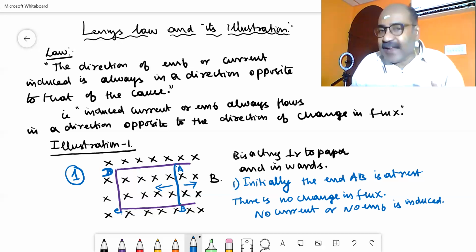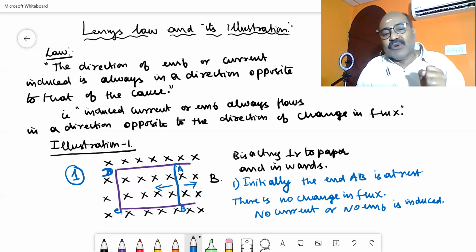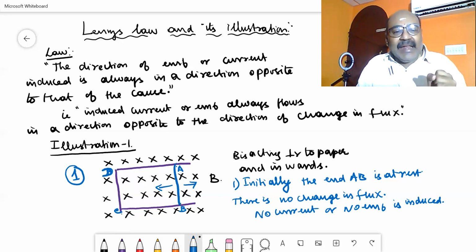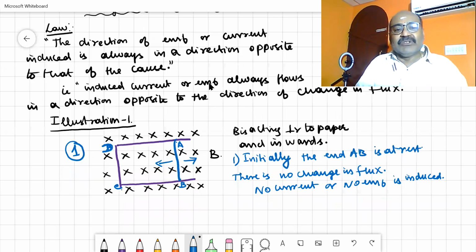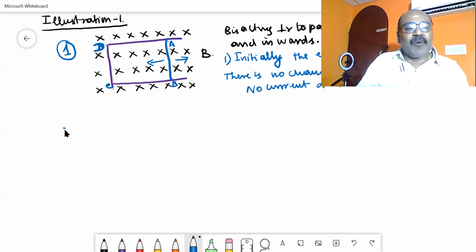What is the second one? What am I going to do? The second one, I am going to move this conductor AB to the right so that the area enclosed by this rectangular frame can get increased. So I am taking it as the next point, and I am writing it here.